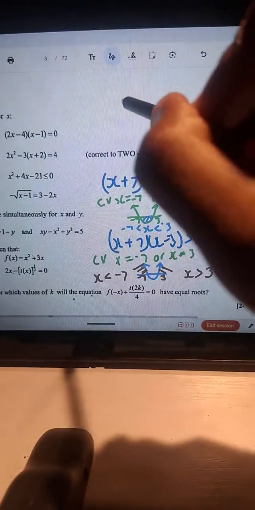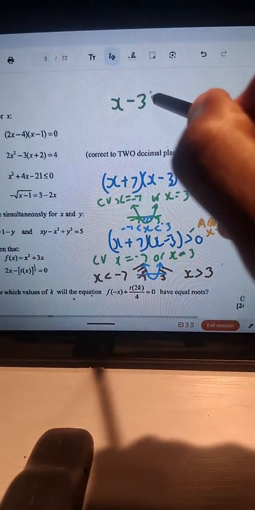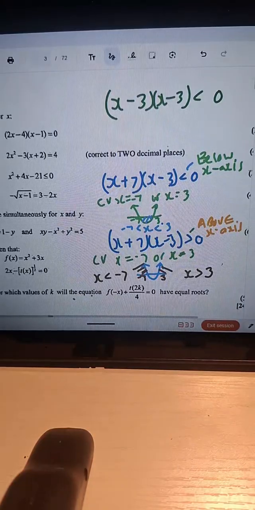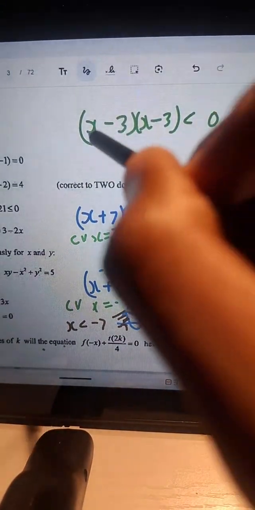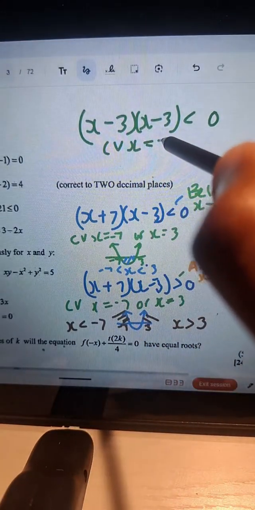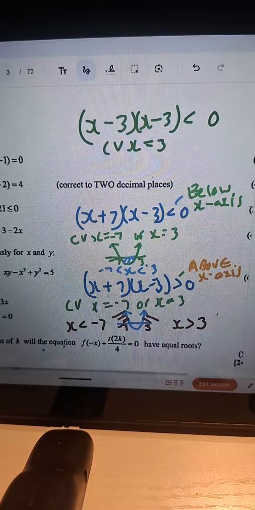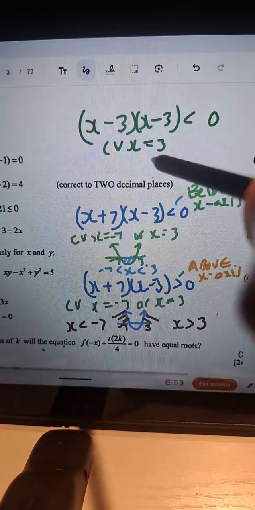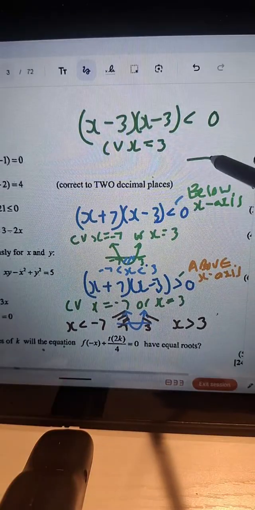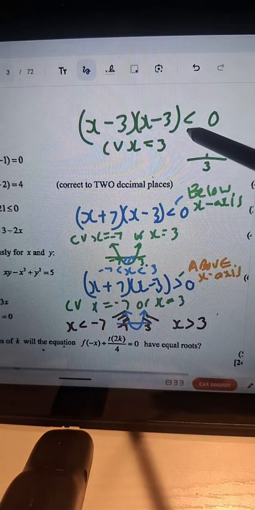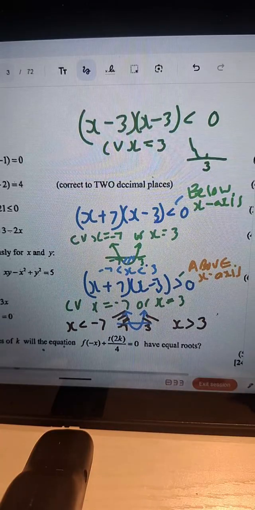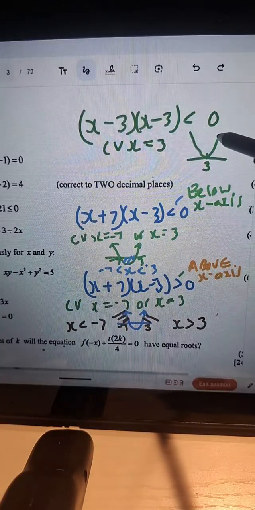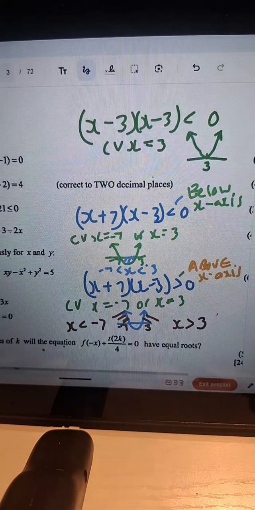Guys, there are situations where you have x minus 3 times x minus 3, and maybe they say less than 0. There's one critical value, x is equal to 3. What do you do when there's one critical value, but it gives quadratic vibes? Here is a graphical representation. This graph does not cut at 2 places. It turns there, you see?